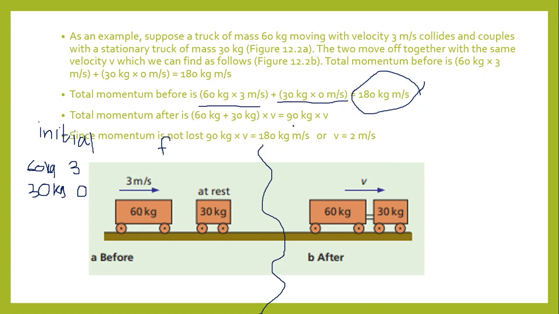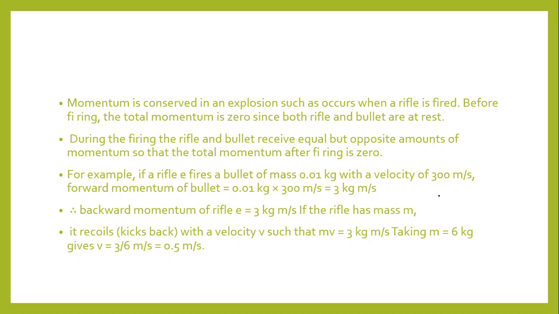Now, why did we do this? We did this because both of these combined together after the collision. They are now joined together. They're not separate. They are one body. So now we have this 90 kg block or truck, multiplied by a velocity that is not given to us. So 90 kg multiplied by v is equal to 180. That gives us 2 meters per second for the velocity.